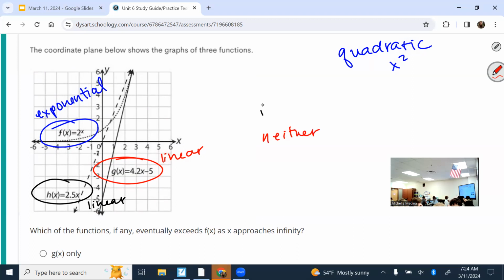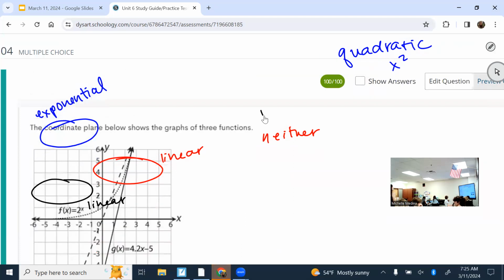Don't just memorize that answer because it will probably be different on your test. It might be asking which ones will exceed the quadratic, which ones will exceed the linear. But no matter what, you need to figure out which one is exponential, and that one will always exceed the others. Questions on that? Questions on others? Steven?